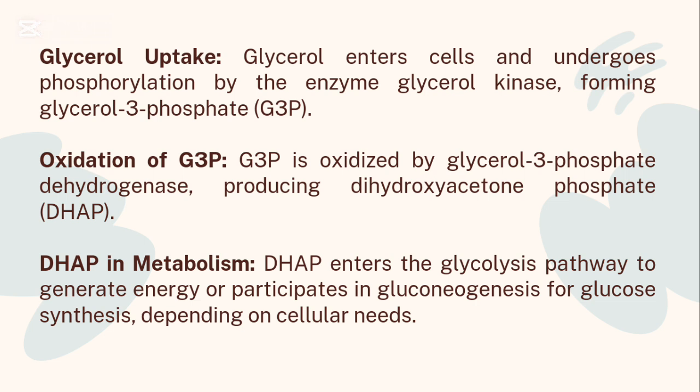First is glycerol uptake. Glycerol enters cells and undergoes phosphorylation with the enzyme glycerol kinase, forming glycerol 3-phosphate or G3P. Then, the oxidation of G3P. G3P is oxidized by glycerol 3-phosphate dehydrogenase, producing dihydroxyacetone phosphate or DHAP.